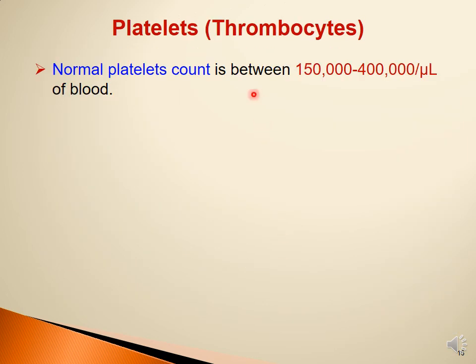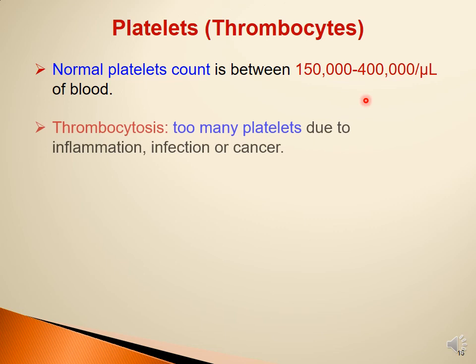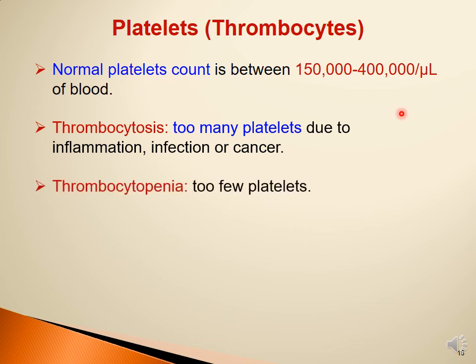The normal platelet count is between 150,000 to 400,000 platelets per microliter of blood. The term thrombocytosis means too many platelets, and this is usually due to inflammation, infection, or cancer. This means that we have a platelet count more than 400,000 platelets per microliter. The opposite is thrombocytopenia, which means too few platelets. So platelet count less than 150,000 per microliter.